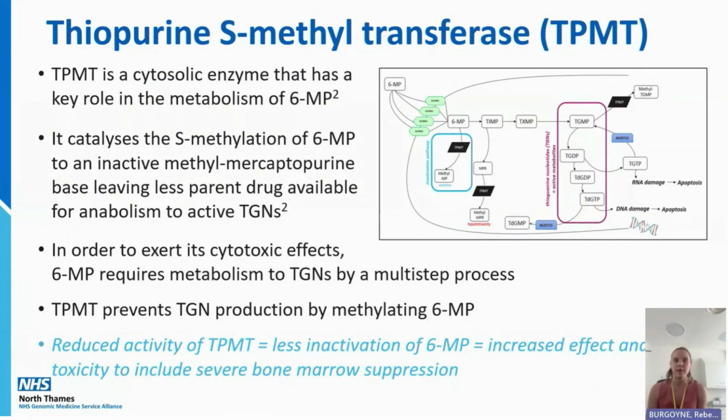So if we have less of the TPMT enzyme, this means less of this pathway down here occurs, which means more of this parent drug is available to flow through this pathway, which means more of these active metabolites, and therefore an increased effect and increased toxicity to include things like severe bone marrow depression.